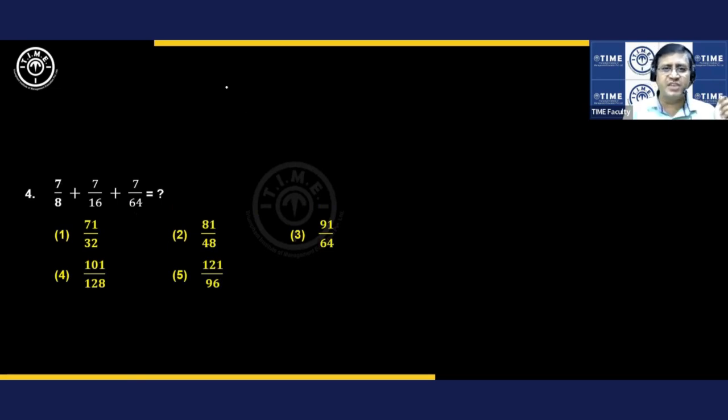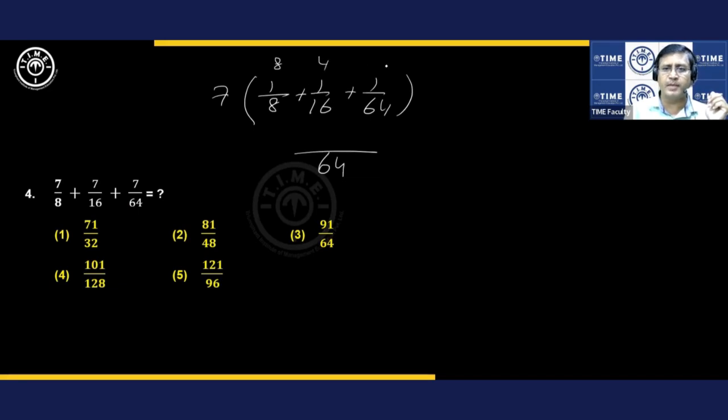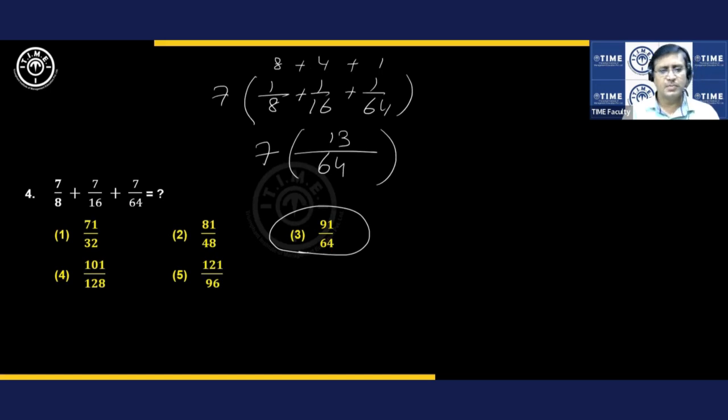In all these fractions, 7 is common. Just take 7 out. 1 by 8 plus 1 by 16 plus 1 by 64. Add all these fractions. 64 is the LCM. 8 goes 8 times. 16, 4 times. 64, 1 time. How much is the sum of 8 plus 4 plus 1? That is 13 into 7. 7 times 13 is 91. So what is your option? Choice 3. Third choice is the correct answer. Am I clear?